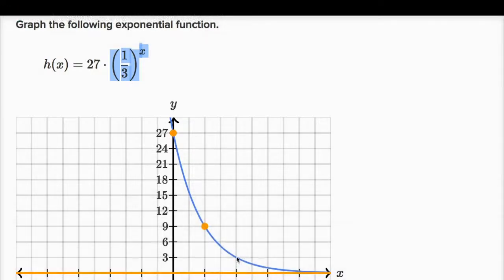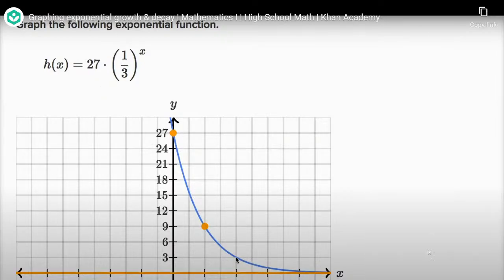When x is equal to 2, this is telling us that the graph y equals h of x goes through the point (2, 3). So h of 2 should be equal to 3. And you can verify that that is indeed the case. If x is 2, 1/3 squared is 1/9, times 27 is 3. And we see that right over here. When x is 2, h of 2 is 3.